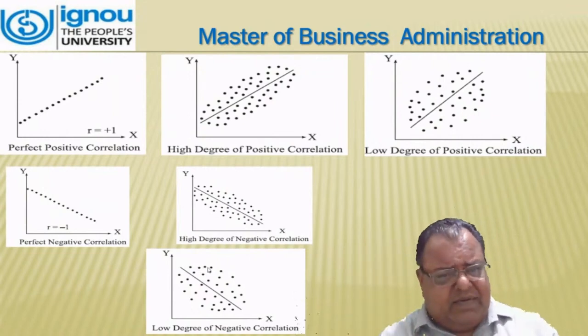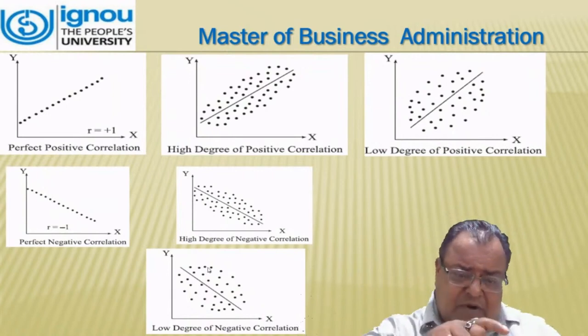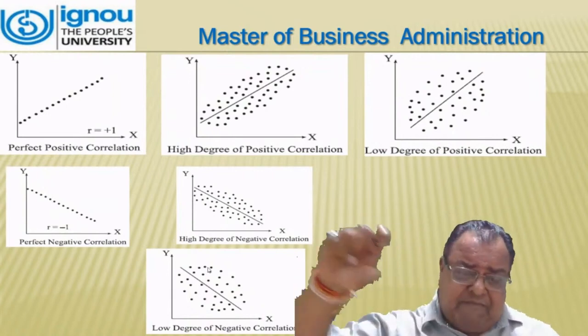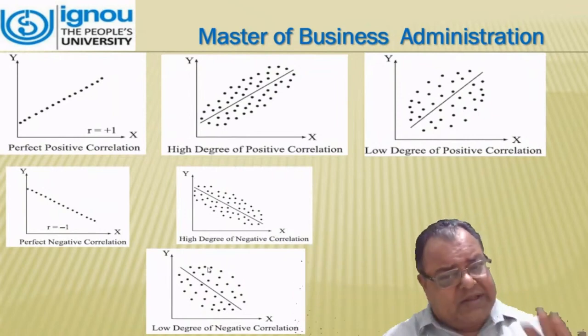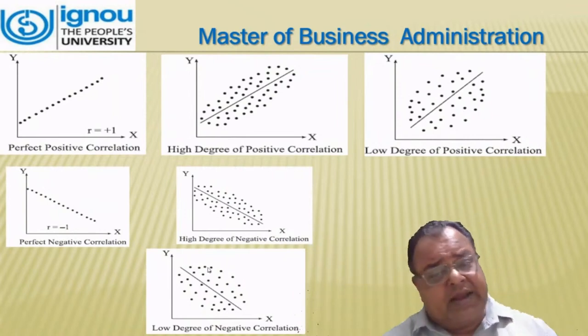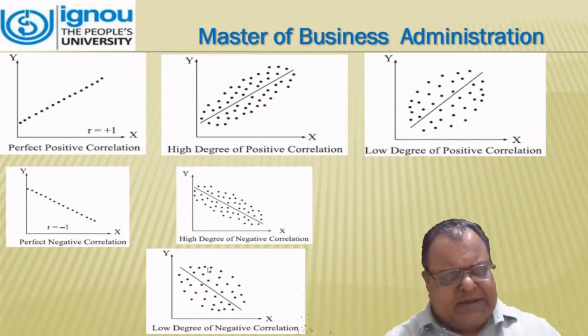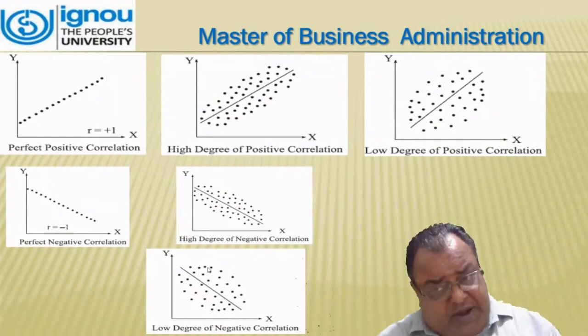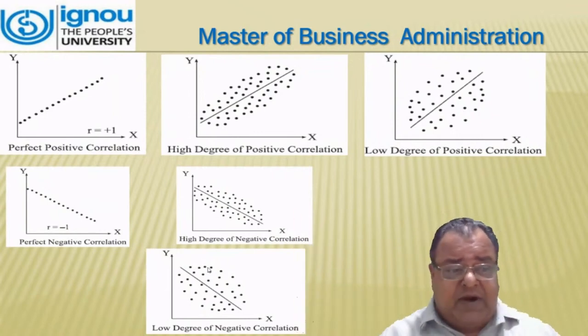In the second, we can see that there is a high degree of positive correlation because the points are scattered in an upward direction. We are just concluding and drawing a line between them. We can see that it is having a high degree of positive correlation. Now the third diagram, we can see that the points are scattered. So we can say that there is a low degree of positive correlation because the points are moving in an upward direction.